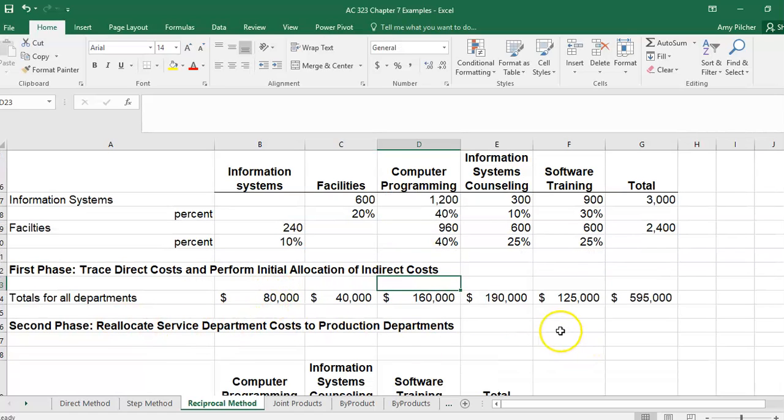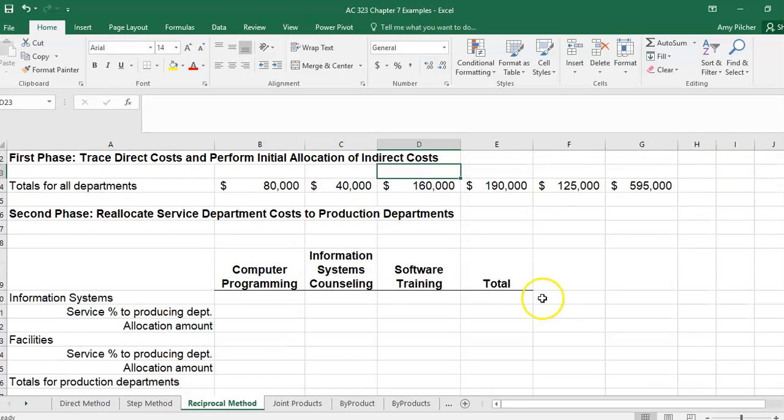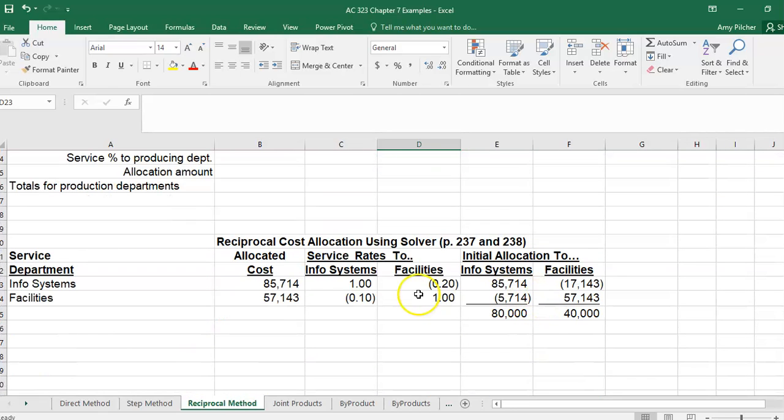Then there are two ways to determine what that reciprocal benefit is. One of them is working out the two equations for the reciprocal method service units. The other way is to use Solver on Excel. The Solver instructions are on pages 237 and 238 in your textbook.